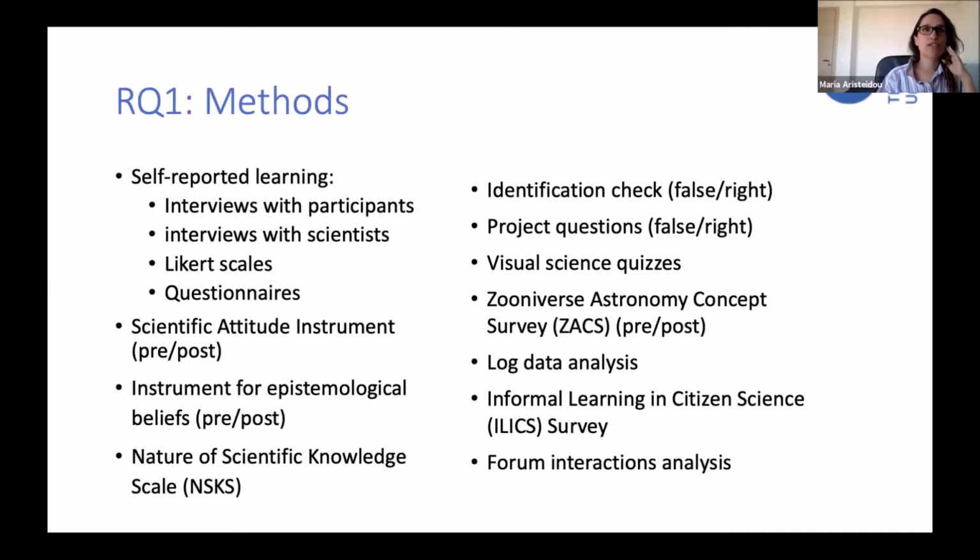The methods that these research papers used to evaluate and explore the learning impacts were mainly self-reported learning methods, such as interviewing the participants and the scientists, using Likert scales and questionnaires, but also using standardized and non-standardized instruments to understand whether there were any changes in the scientific attitude, epistemological beliefs, and understanding of the nature of science of the participants before and after they took part in the project.